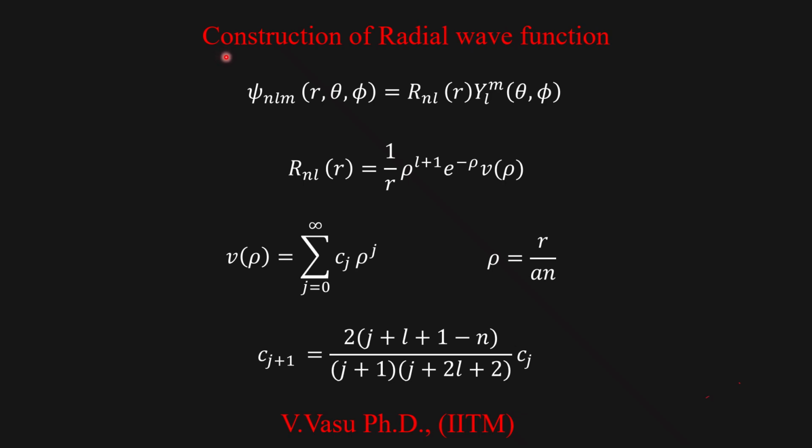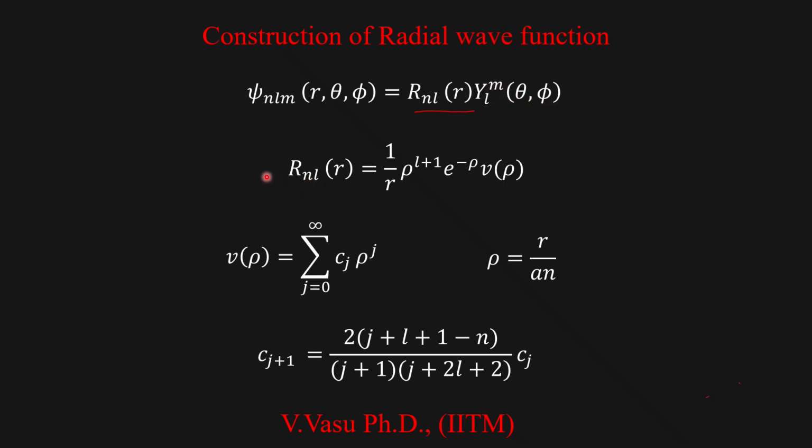Today we will see how to construct a radial wave function. The total wave function psi sub nlm, which is a function of r, theta, and phi in spherical coordinates, can be written as the product of two wave functions. One depends on r alone, that is R sub nl, which is a function of r, and Y_lm, which depends on theta and phi. So l depends on theta and m depends on phi.